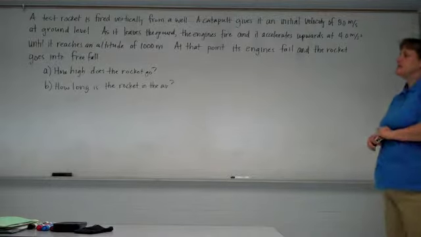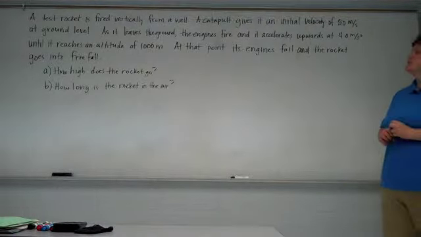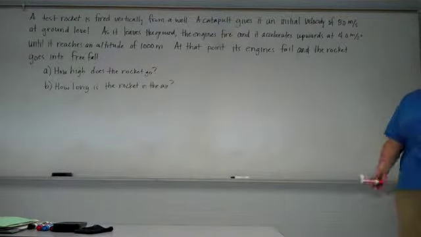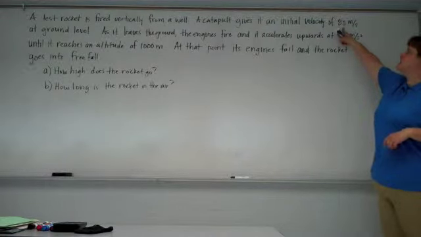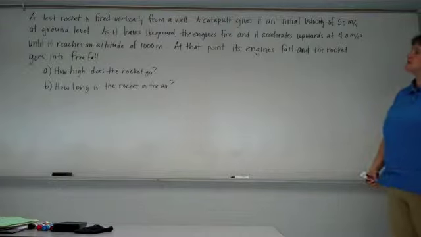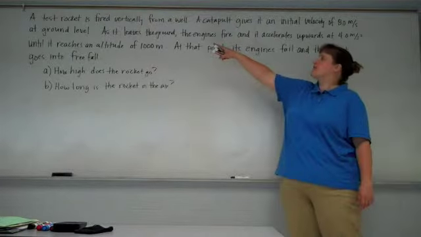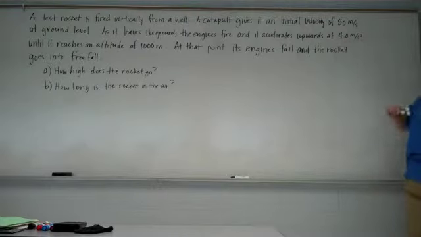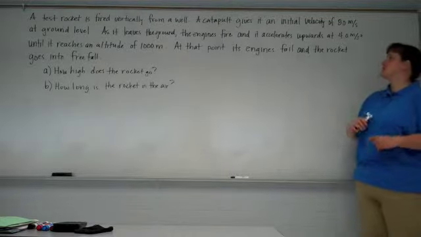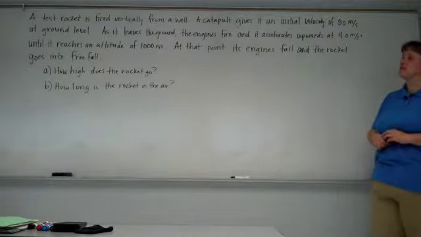We have our test rocket fired vertically from a well. A catapult gets it going, so it's shot up by a catapult. By the time it reaches ground level, it's traveling at 80 meters per second. Once it reaches ground level, the engines fire and it accelerates upwards at 4 meters per second squared until it reaches the altitude of 1,000 meters. At that point, the engines fail, and the rocket goes into free fall.